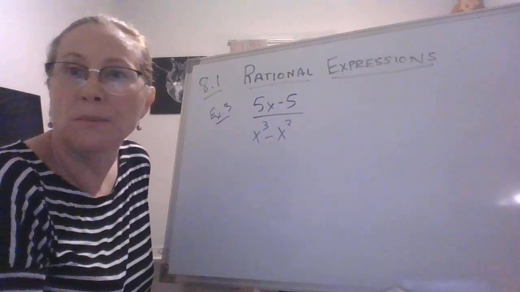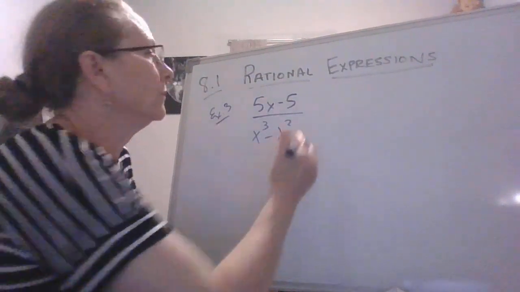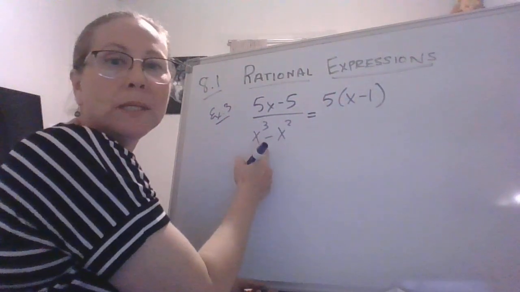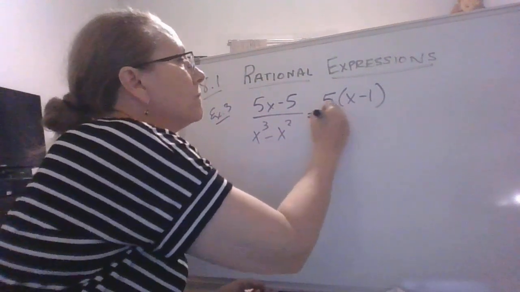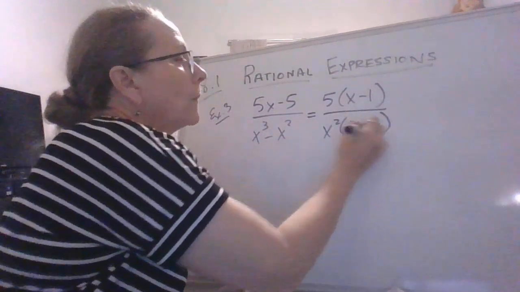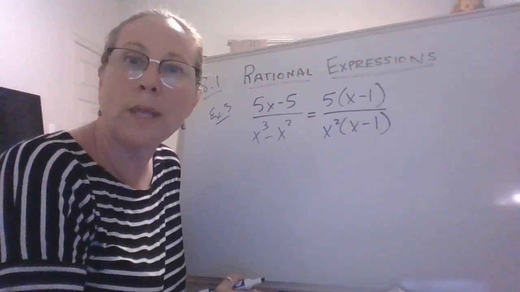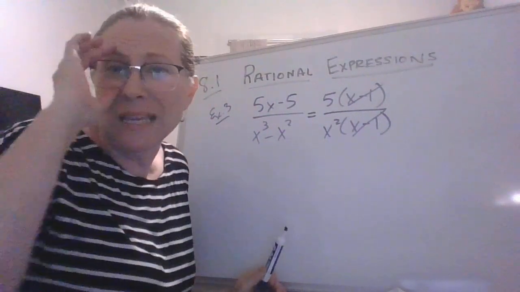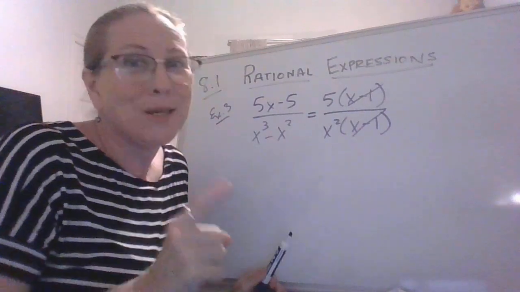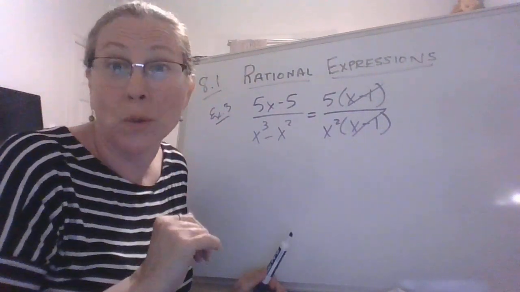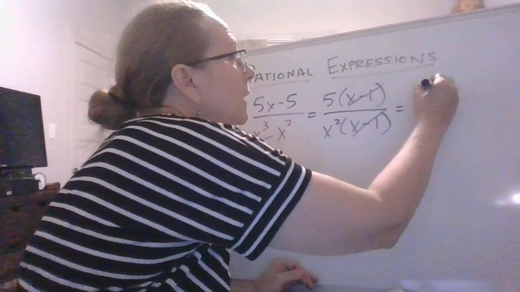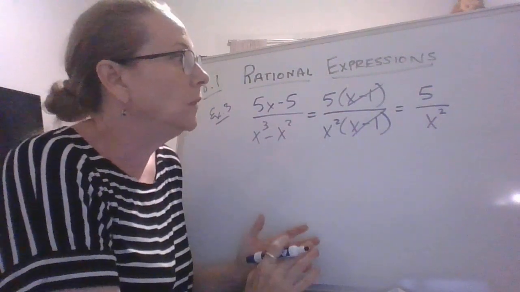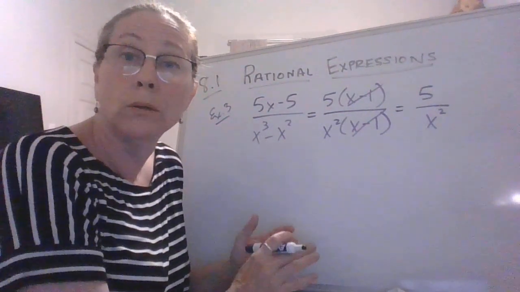So what do we do with 5x minus 5? Take out 5, our GCF. What do we do here? We take out x squared, our GCF. Once again, we have a matching factor, x minus 1. Matching factors cancel. Now they just don't cancel to 0, they cancel to 1. And remember, 1 times anything, the 1 just goes away, because this is just itself. We can't do any more reducing. There are no matching factors in the numerator and denominator.